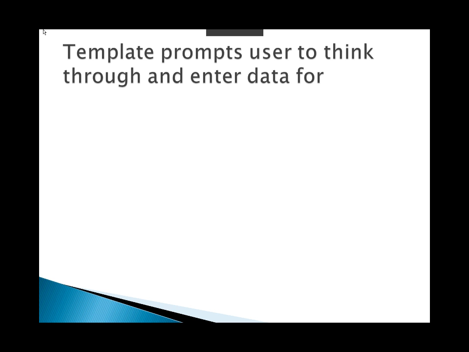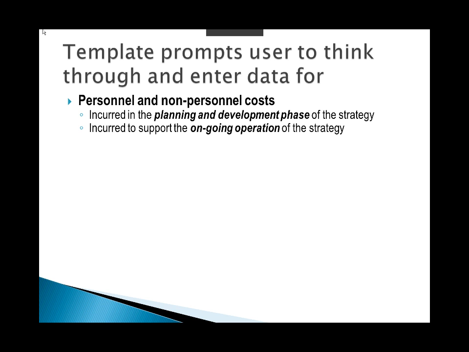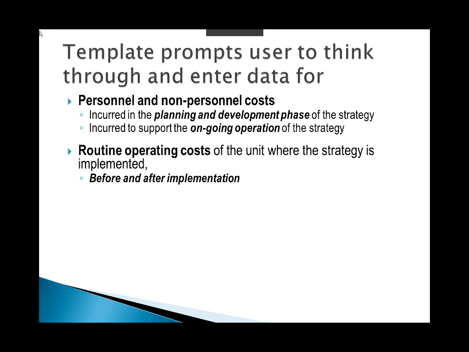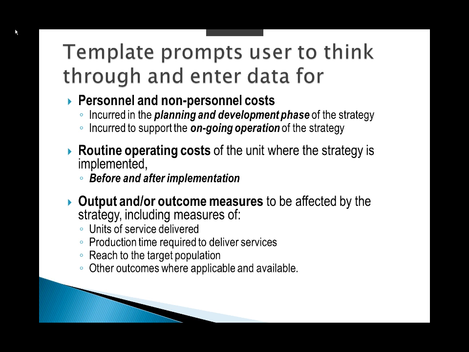So the tool basically is a template which prompts users to think through and enter data to come at those pathways to realize positive ROI we talked about, to think of net benefits in relation to costs. It prompts users to think about personnel and non-personnel costs incurred in the planning and development stage in relation to the ongoing operation. The routine operating costs of the unit where the strategy is implemented, again, before and after implementation. So it does these key comparisons over time and over a number of different cost categories that help derive the ROI on efforts undertaken in terms of units of service delivered, production time required to deliver services, reach, et cetera, et cetera.